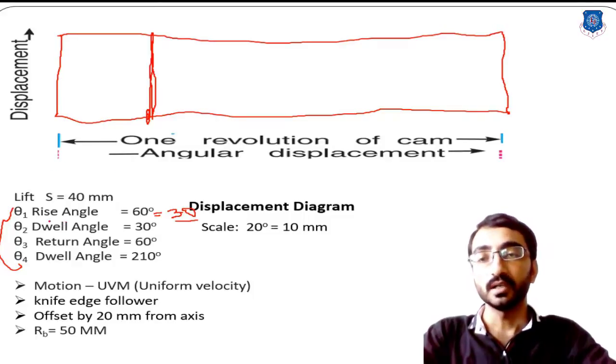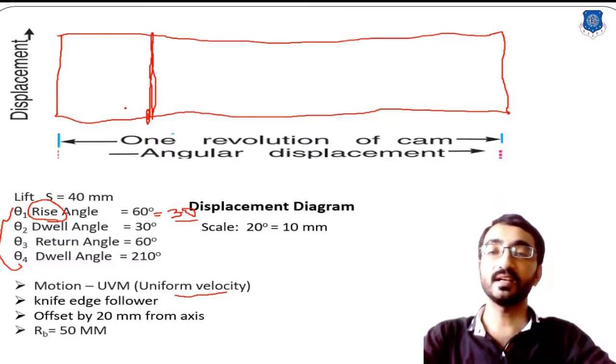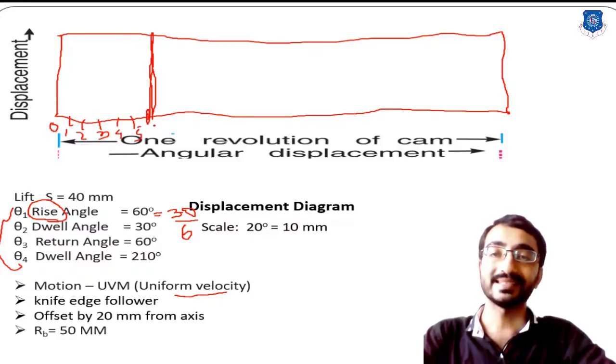Okay, now the type of motion during this rise is given as uniform velocity method. Now we have learned that in UVM we have to simply divide this horizontal line into 6 equal divisions. So 30 divided by 6, so it will be 6 divisions of 5 mm. Let's divide it into 6 equal parts: 0, 1, 2, 3, 4, 5 and 6.